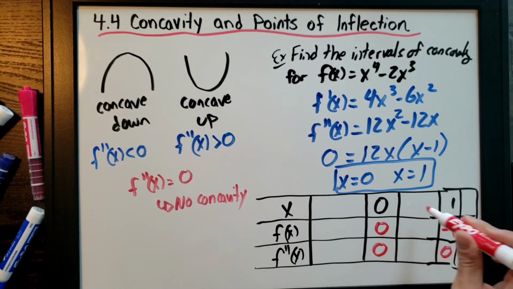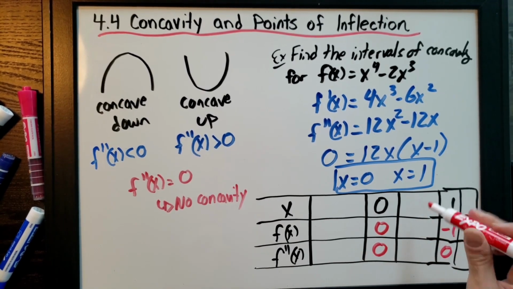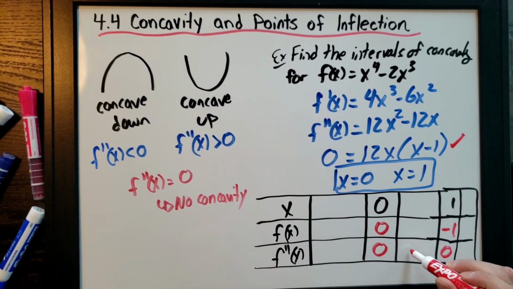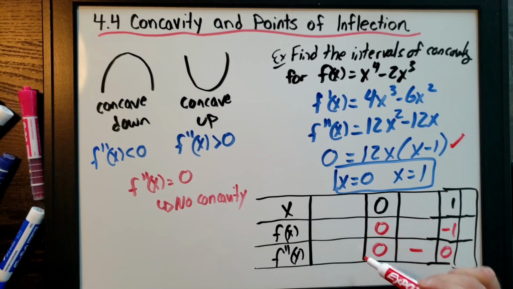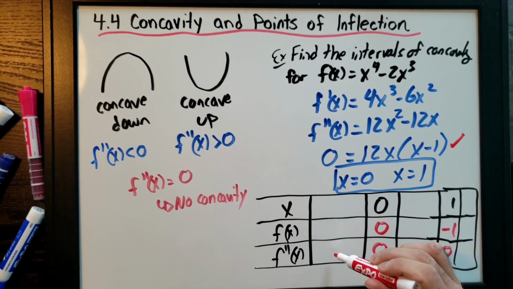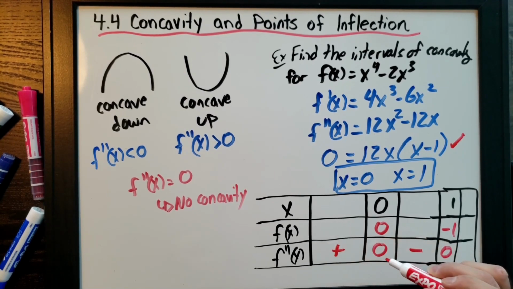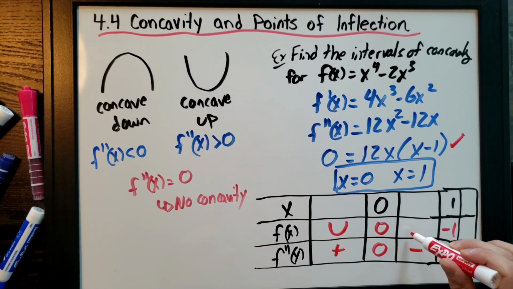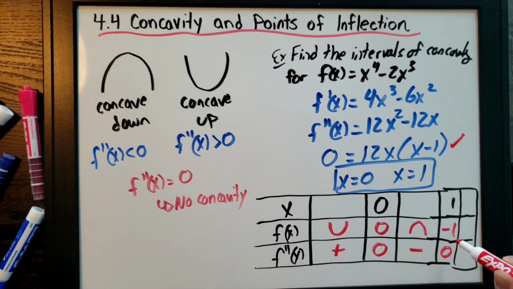So between 0 and 1, I can just test a point. I can put 0.5 into this equation right here. If I put in 0.5, I'm going to get something that is negative. If I plug in negative a million or negative 10 or negative anything less than 0, I know that my answer will be positive in the second derivative. And this tells me that it is concave up in this interval. This tells me it is concave down in this interval.